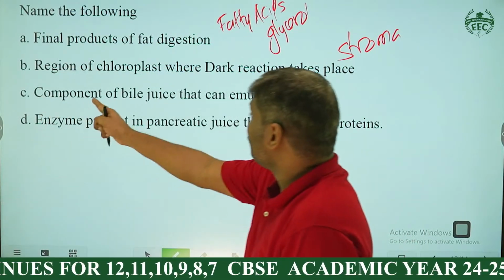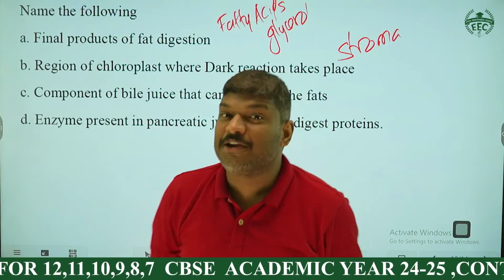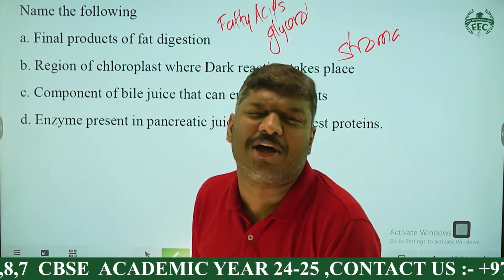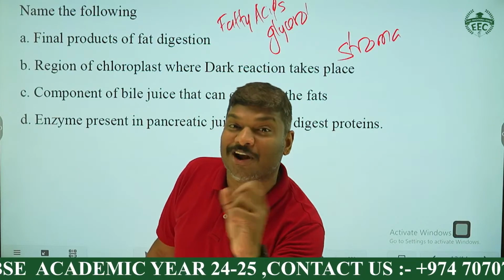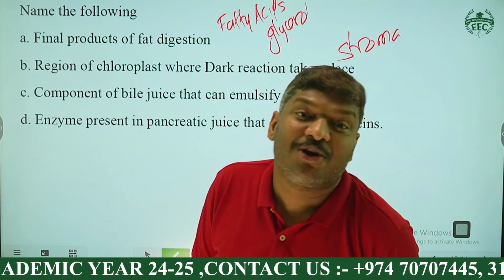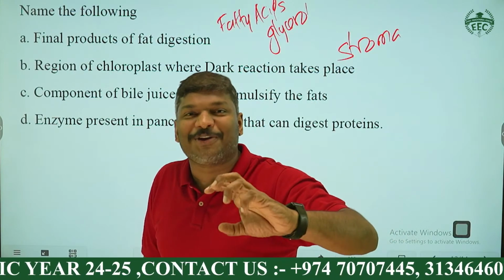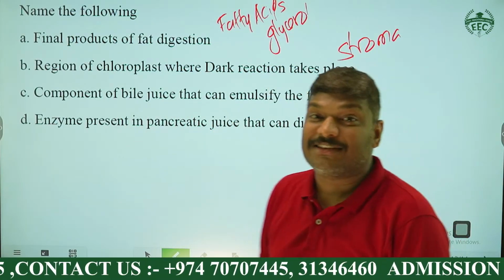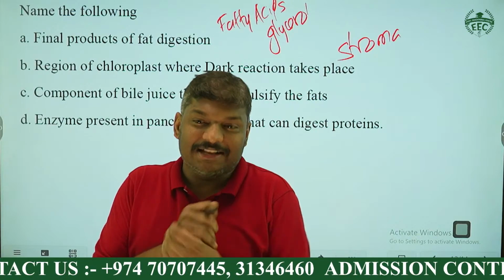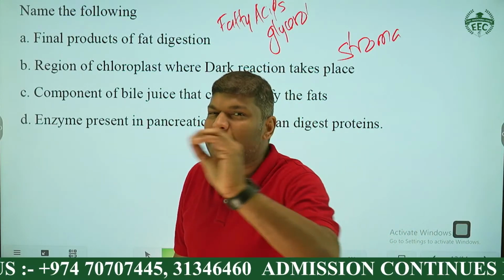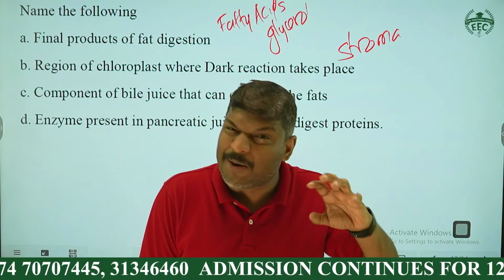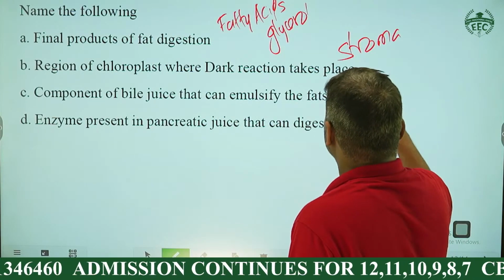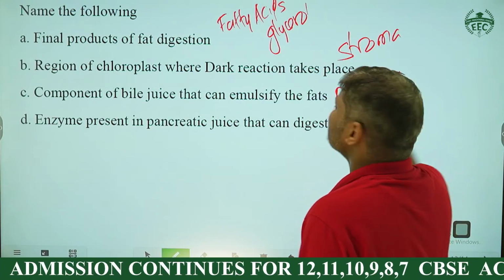What is the third one? Component of bile juice. Our liver produces the bile juice, and the bile juice is temporarily stored and concentrated in a bladder called, as we studied last week, the gallbladder. Only after the gallbladder, the bile juice moves into the small intestine, right? And the component of bile juice that can emulsify the fat: the bile juice contains two components. One is called the bile pigments, providing the yellow color, and bile salts, which are responsible for emulsification of fat, my dear student. So the answer is bile salts.